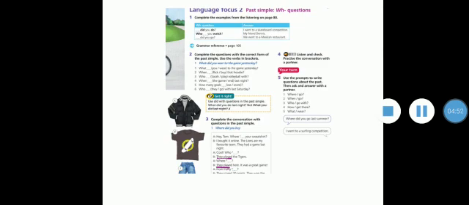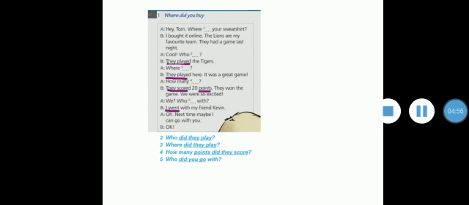Hey Tom, where did you buy your sweatshirt? I bought it online. The Lions are my favourite team. They had a game last night. Cool. Who did they play? They played the Tigers. Where did they play? They played here. It was a great game. How many points did they score? They scored 20 points. They won the game. We were so excited. We? Who did you go with? I went with my friend Kevin. Oh, next time maybe I can go with you.